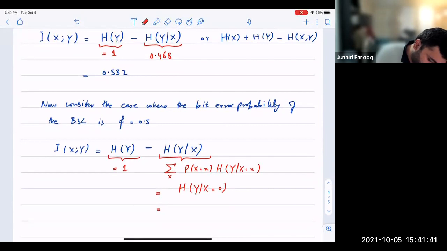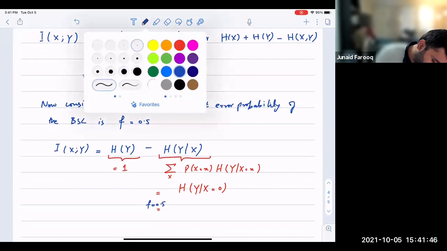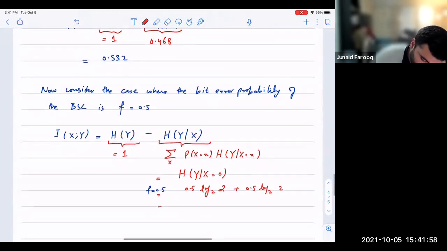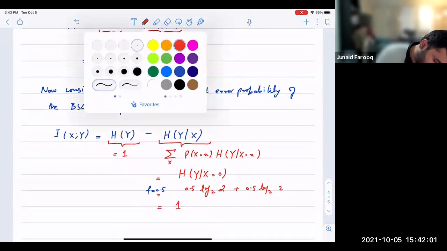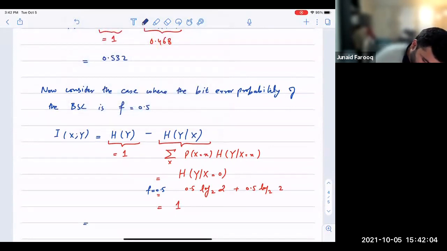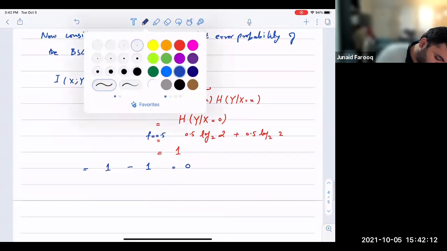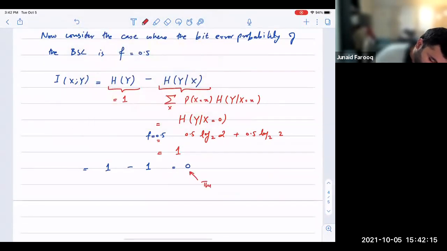So computing this is actually easy because f is 0.5. So let's say f is 0.5. What you will have is simply 0.5 log 2 of 2. Right, so it's going to be 1. So eventually what you see is your information is 1 minus 1 is 0. So this means X and Y are independent.